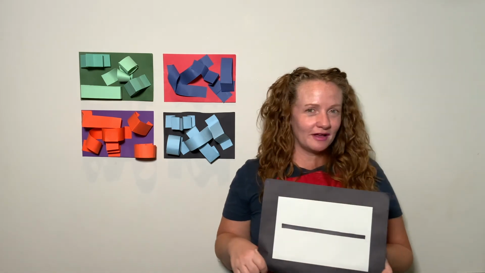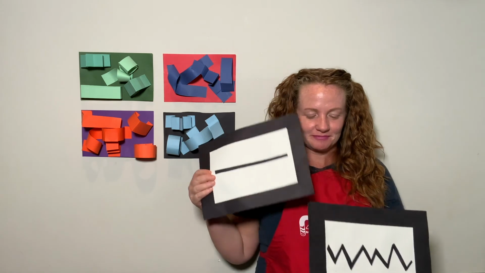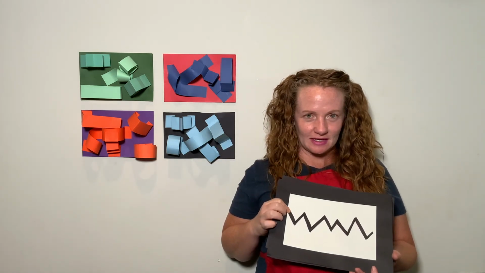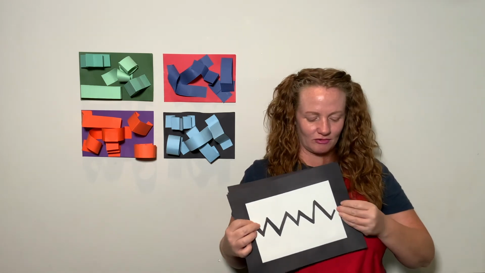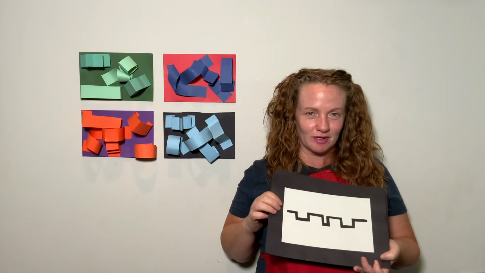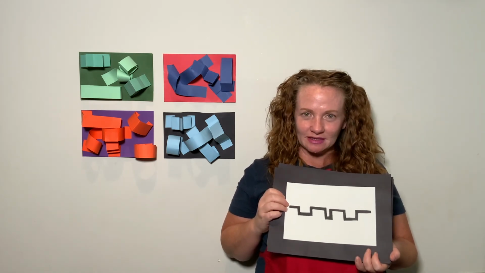Well, let's see. What kind of line was this? Straight. Very good. And how about this one? This is a zigzag line. Great. Now what about this one? This one's kind of tricky to remember sometimes. It is called a jagged line.